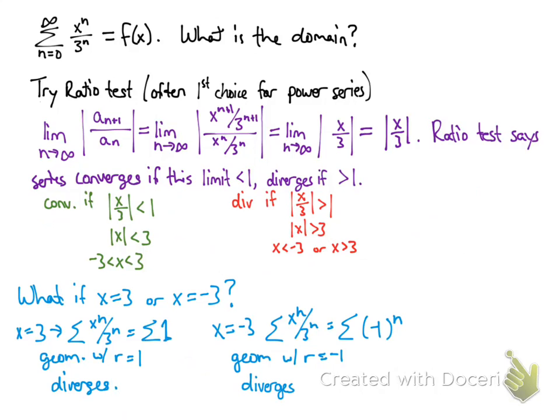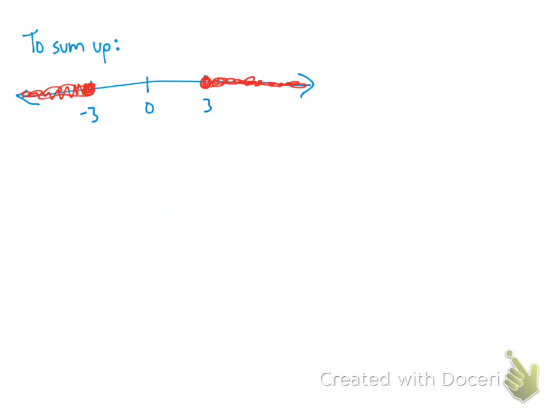Now, this is not generally what happens. Sometimes those specific values, they'll both cause a convergent series. Sometimes they'll both be divergent. Sometimes one will converge and one will diverge. So you have to check them each time. So what does this mean? If we look at our number line, anything outside of negative 3 to 3, including those precise numbers, negative 3 and 3, is an x value that makes the series diverge.